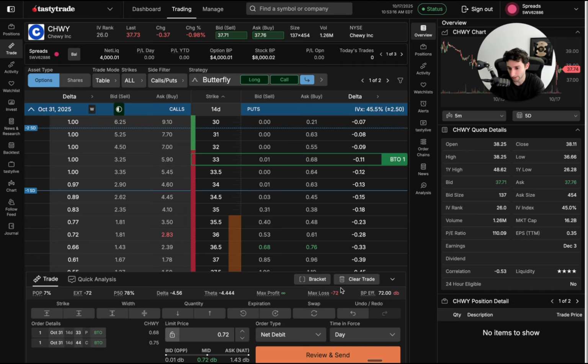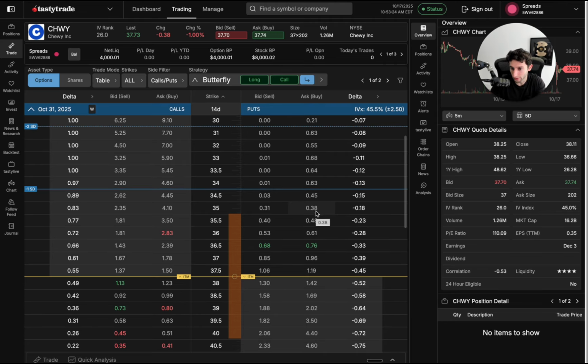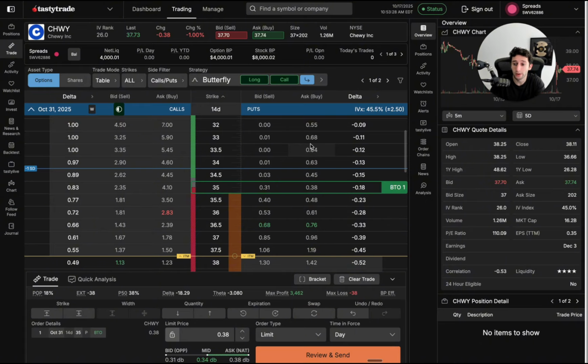It looks like you can actually get filled for cheaper if you get it closer to the money, which is rare. So even down here, the 35 puts you can get for 38 cents. Now, if you get this and we end up going 3 points in the money, that's going to be worth $3, or $300 a contract. And right now, you can get these at 38 cents, $38. That is a 10x play.